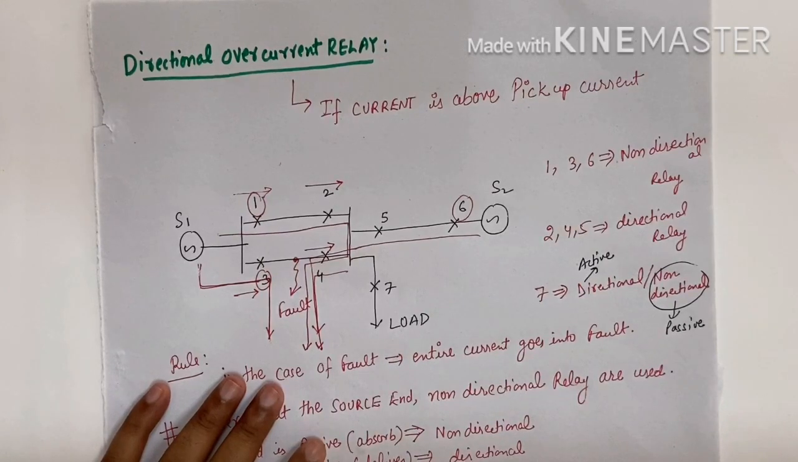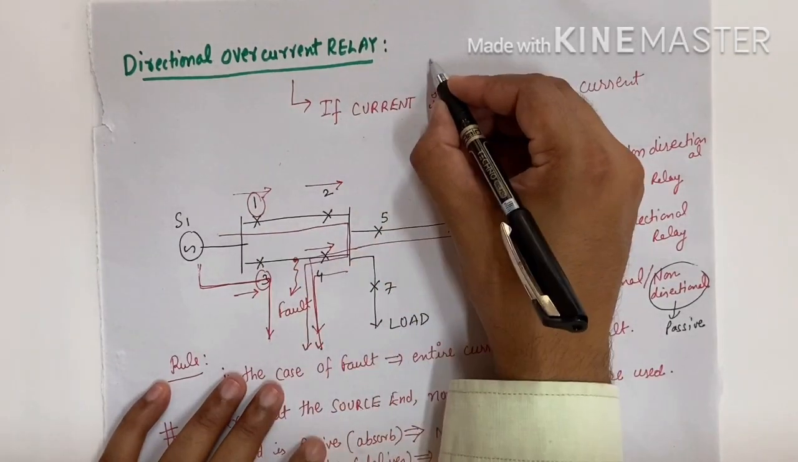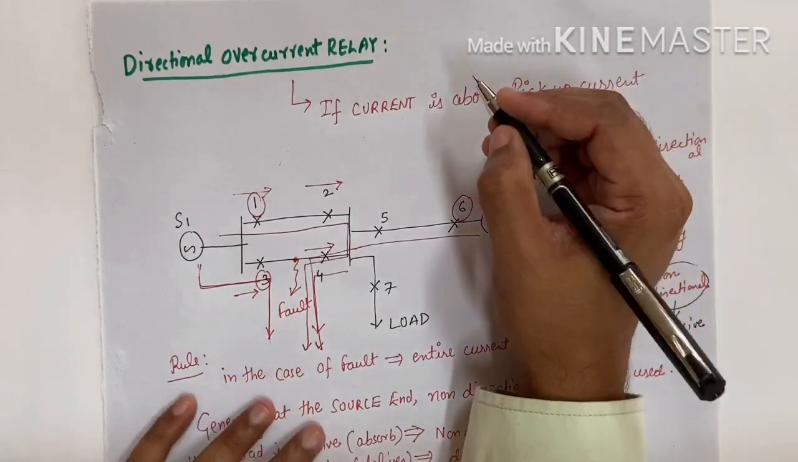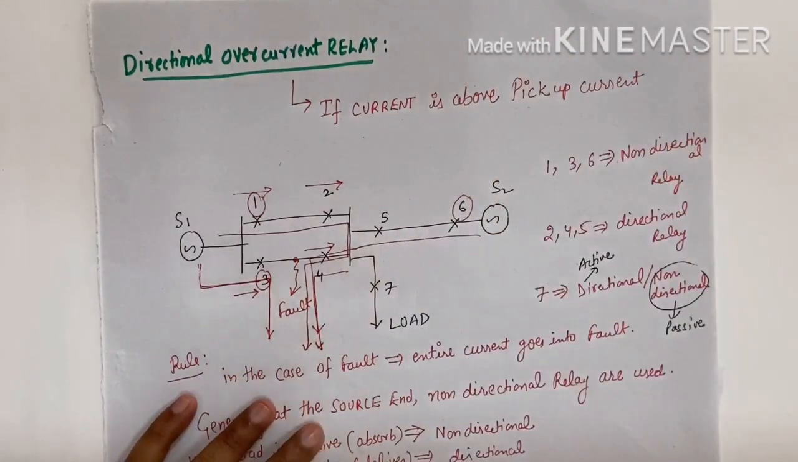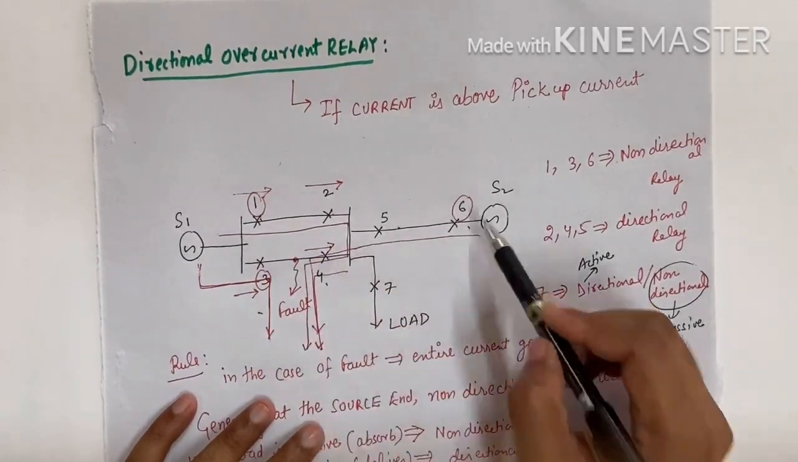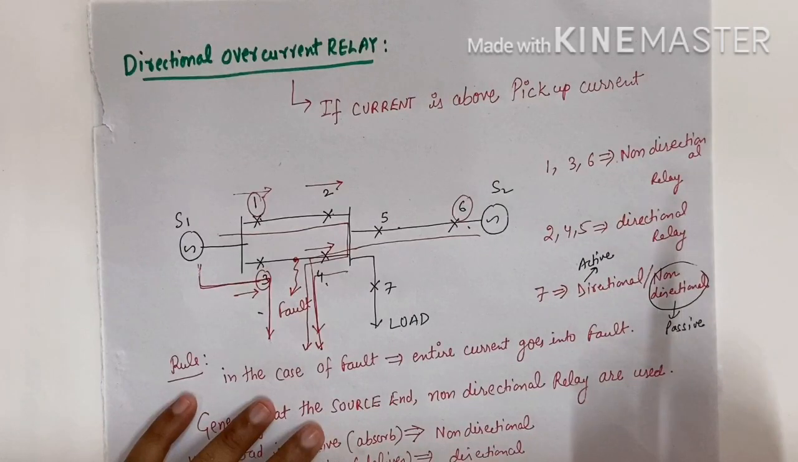One more thing is that the directional relay is more expensive than the non-directional relay. That's why we place directional relays in a limited amount. Okay, so we will place the directional relays at points 2, 4 and 5 only, and 1, 3 and 6 are the non-directional relays. So it is clear to you?